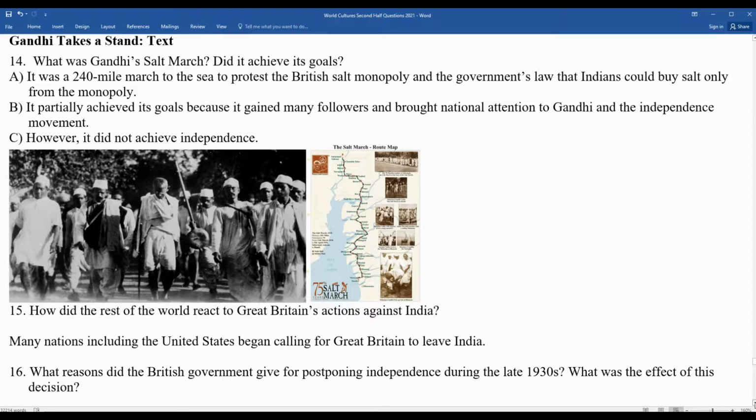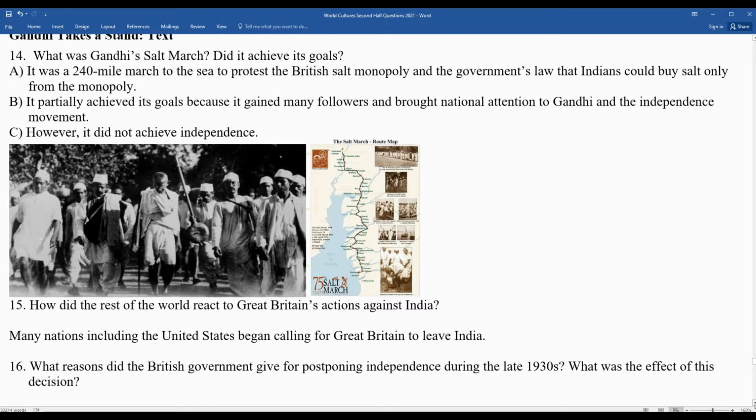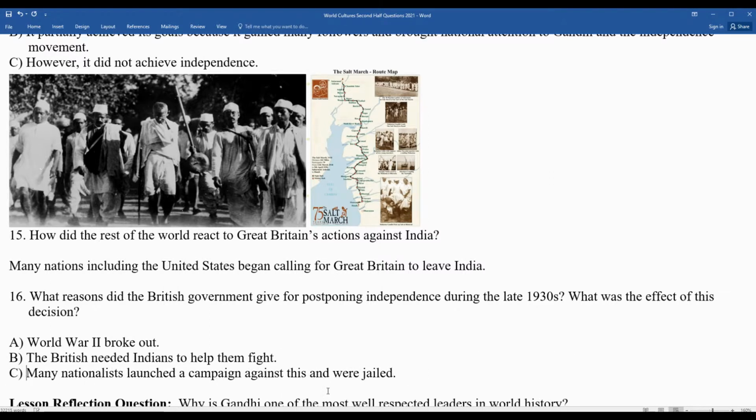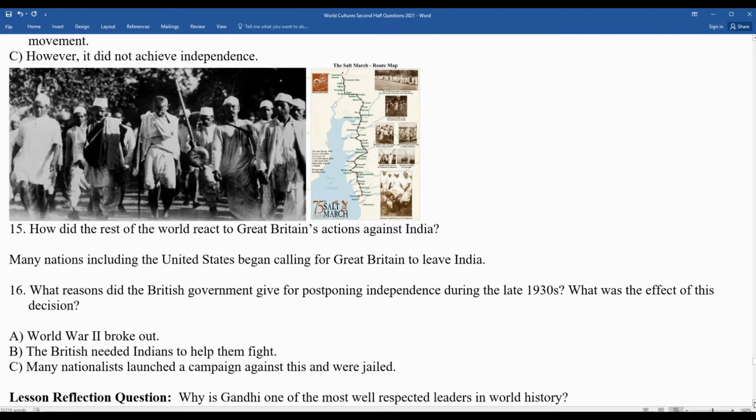Well, of course, the Brits are always looking for an excuse to delay. There's no benefit to them in granting the Indians independence. They want to let that kind of linger as long as possible. So World War II broke out, and as a result, they figured that would be another excuse to delay it again. The Brits needed the Indians too to help them fight, like they did in World War I. And then many nationalists began to launch an offensive to try and facilitate independence.